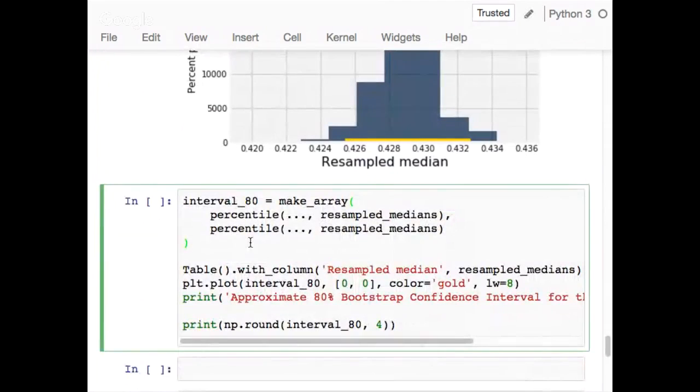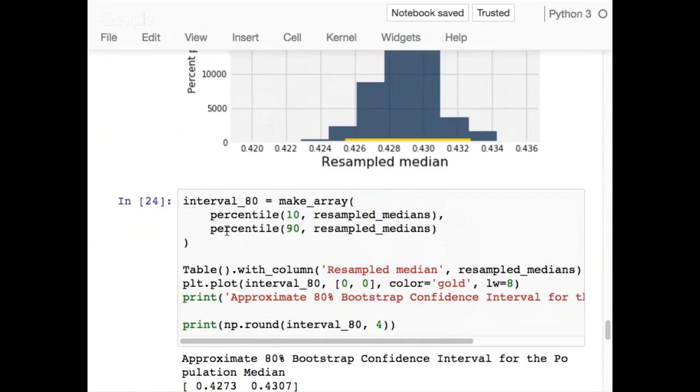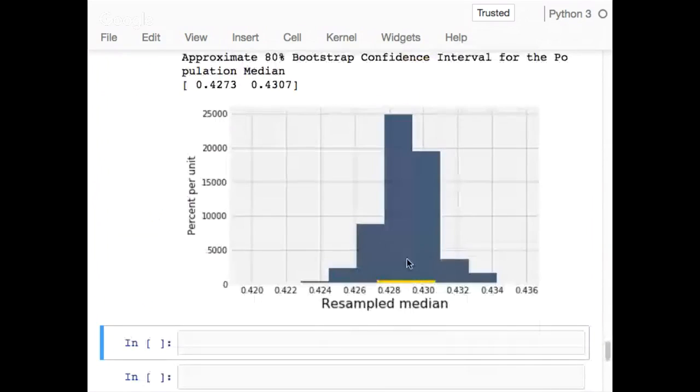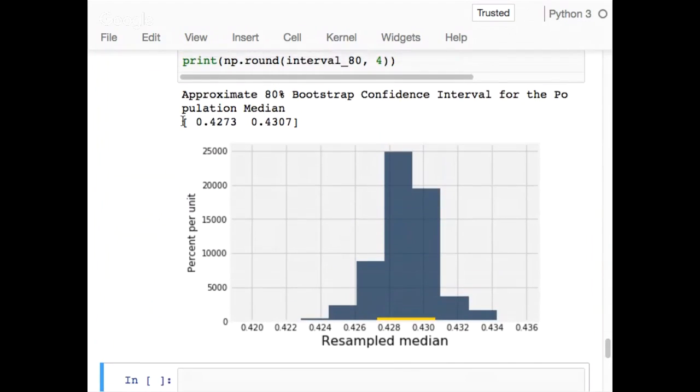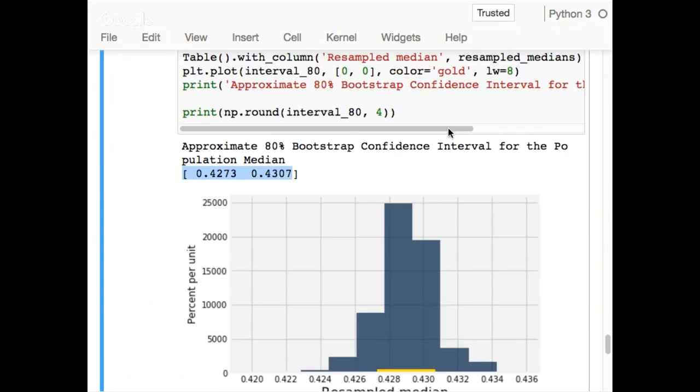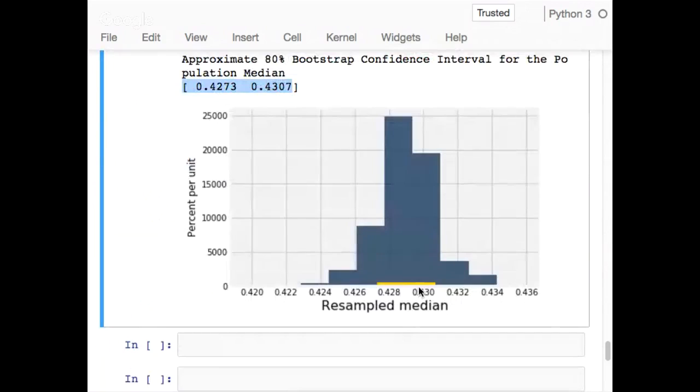If I want to make an 80% confidence interval, that's not too hard either. An 80% confidence interval means I want to shave off 10% on the left side and 10% on the right side, to add up to a total of 20% gone. So I'm going to put 10 there and 90 there. There is an 80% confidence interval. It is smaller, you see how small that is compared to 90%. But we're less confident that the population median lies within that range.